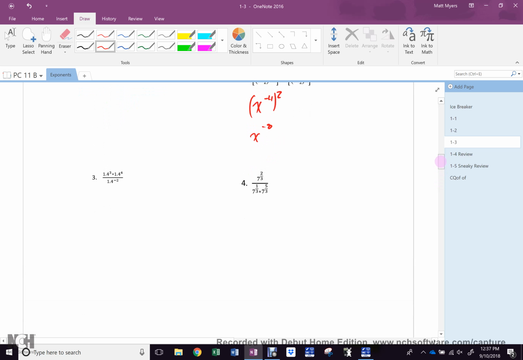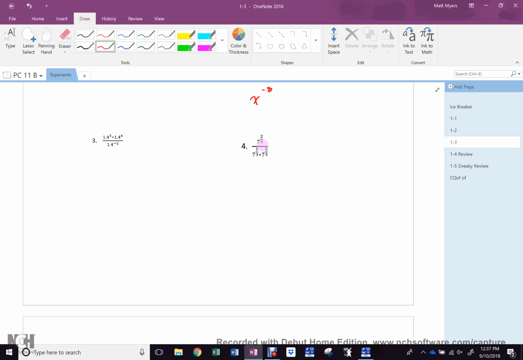3, no problem, same base. What about 4? Is it all the same base? So all we're doing is adding and subtracting, right? They're fractions though, so I got to remember how to add and subtract fractions. Everyone is good?